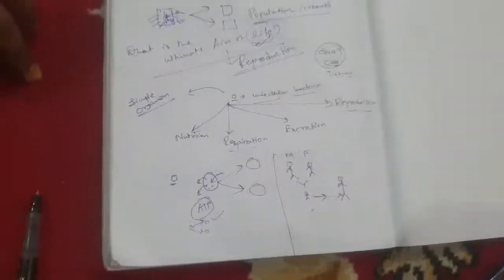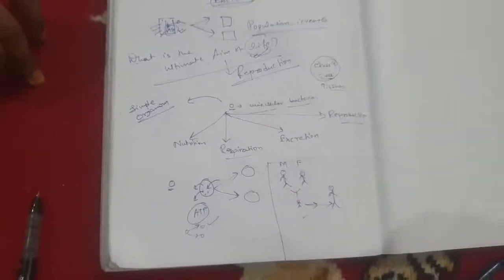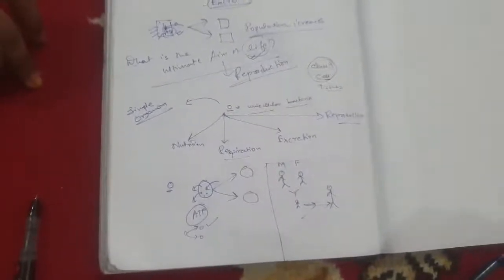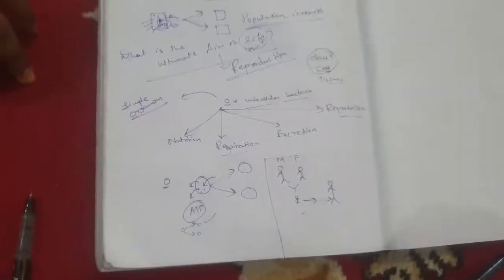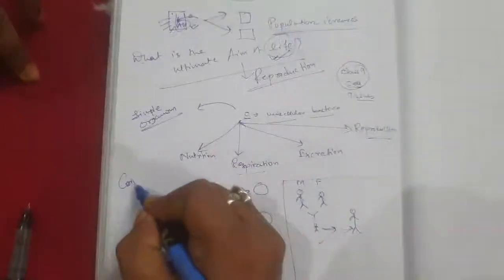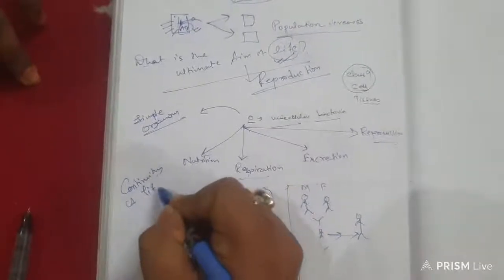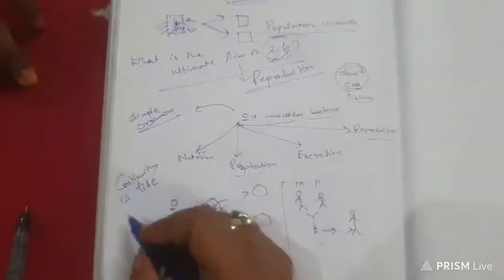One day he will die and the population will not increase. If it is not multiplying, not increasing its population, not creating its copy, the continuity of life will not be there. What will not be there? Continuity of life will not be there.